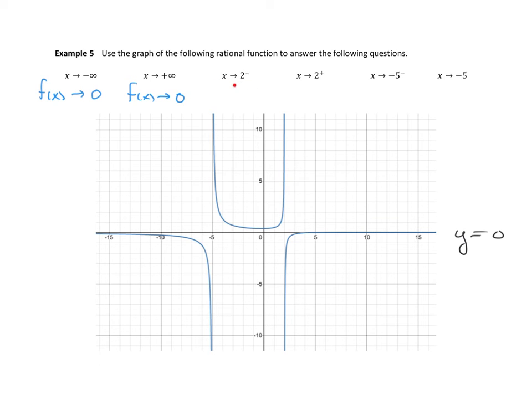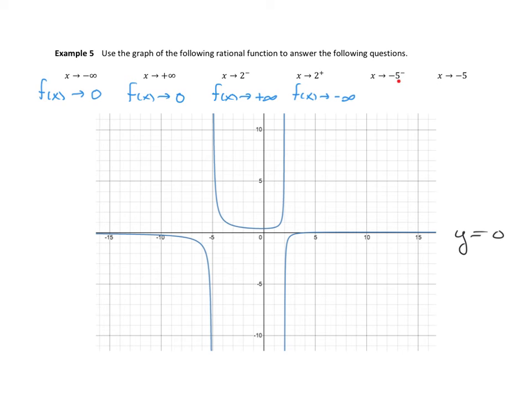Let's start with this one here. As we approach 2 from the left, what are the y values of this function doing? Well, the y values are going up, and it seems like they're not ending. So it appears that the y values are approaching positive infinity. If we compare that to approaching 2 from the right, okay, now the y values are dropping down. This means f of x is approaching negative infinity.